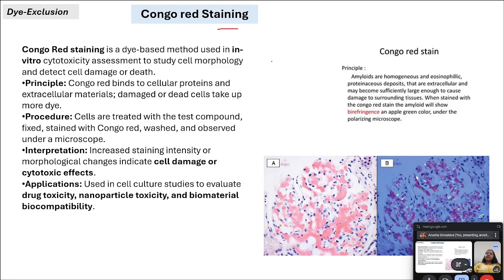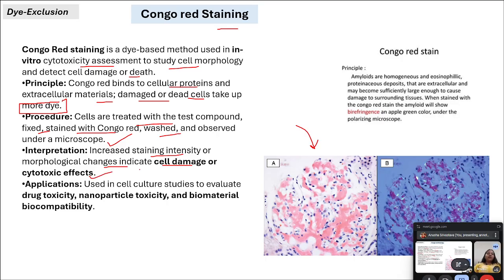It is a dye-based method used in in vitro cytotoxicity assessment to study cell morphology and detect cell damage or death, as you can see here in the images. Congo red binds to cellular proteins and extracellular materials. Damaged or dead cells take up more dye. Now this is important. Cells are treated with the test compound, fixed, stained with Congo red, washed and observed under a microscope. Increased staining intensity or morphological changes indicate cell damage or cytotoxic effects.